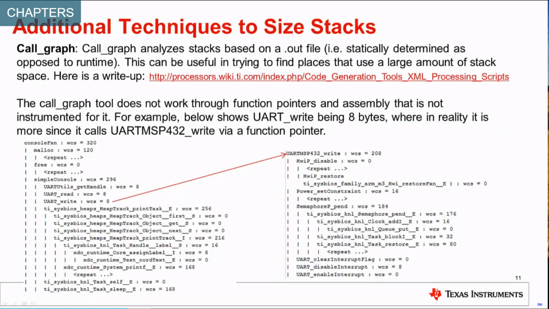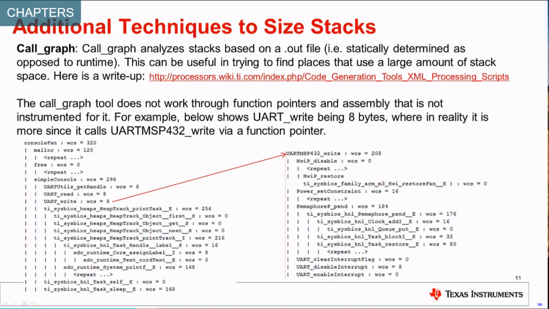In the CodeGen Tools package, there's a command line tool called CallGraph. This tool statically processes an out file and generates a worst-case stack usage table. This tool is useful in helping define poorly designed code from a stack usage perspective. Note, the tool does not analyze a running application, so there are some limitations.